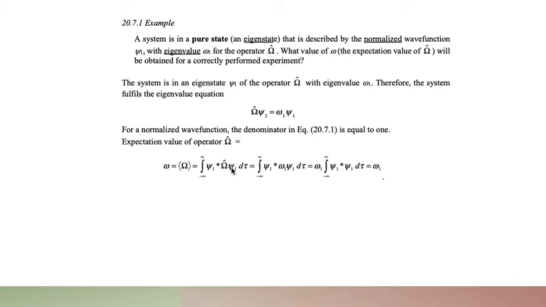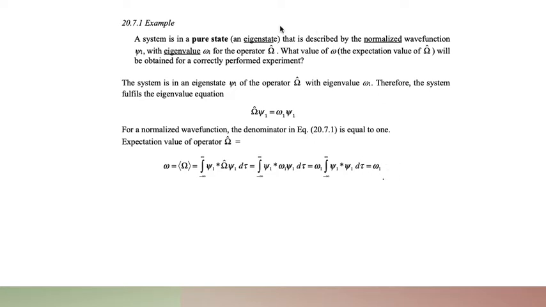When omega operates on psi1, we know what that equals. That equals omega1 times psi1, so we'll substitute that in here. We then recognize that omega1 is a constant. We can pull a constant out of the integral, leaving behind psi1 star times psi1, integrated over all space. That again is the normalization condition. This is equal to 1 because we had a normalized wave function, and so we get the trivial result.